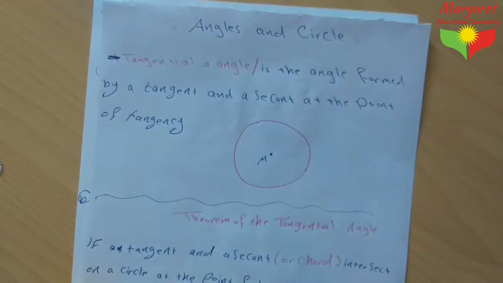And to explain the subject, if you will remember from the previous lesson, we talked about some types of angle. For example, we talked about the central angle and the inscribed angle, and in this lesson we will talk about a new type of angle in the circle.